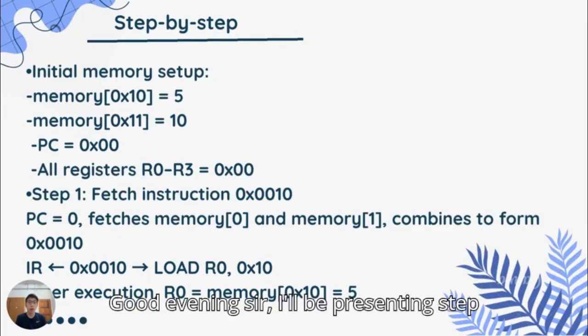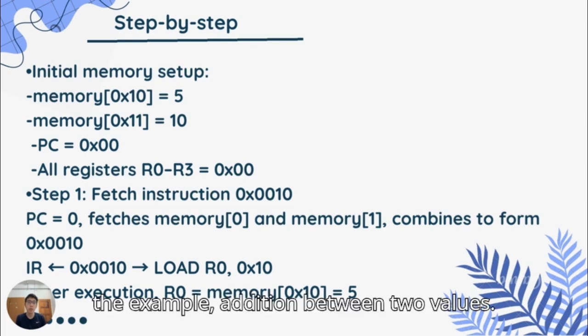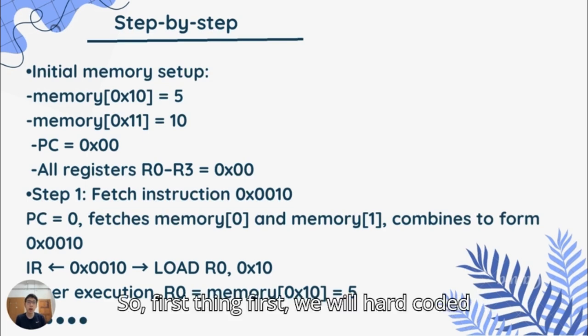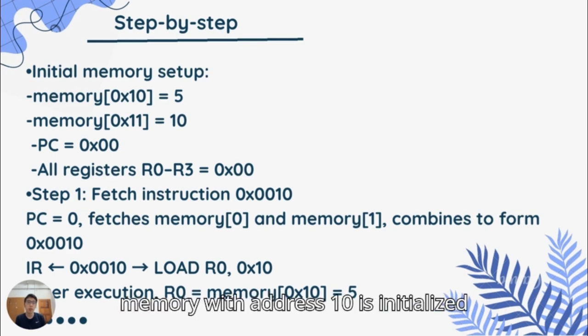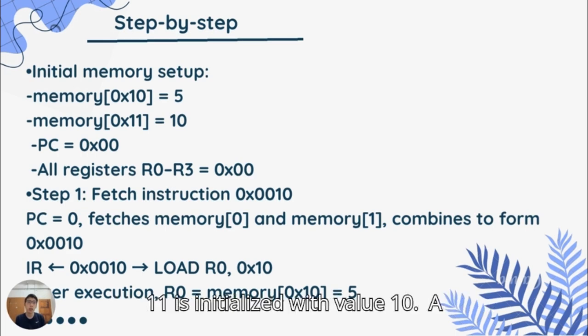I'll be presenting step by step how our RISC CPU works, using an example of addition between two values. First, we hard code the values into the memory. The memory with address 10 is initialized with value 5, and the memory with address 11 is initialized with value 10. Also the PC is set to address 00, where the first instruction will be fetched, and all the registers R0 to R3 are set to 0.